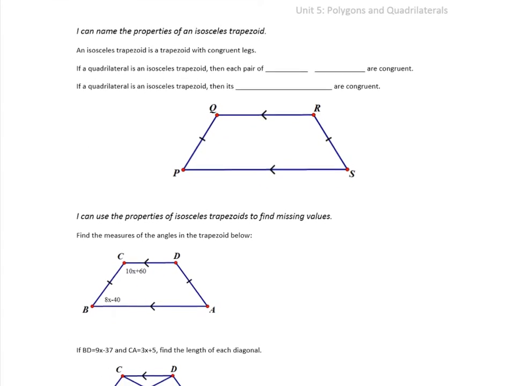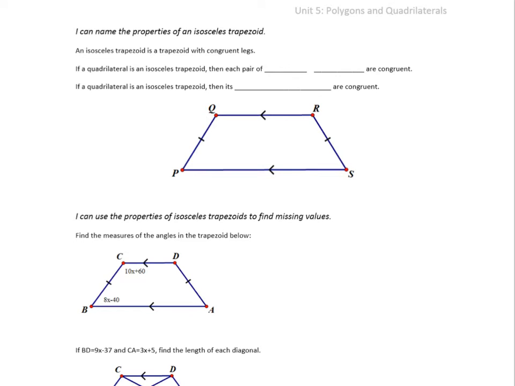We have a special kind of trapezoid called an isosceles trapezoid. An isosceles trapezoid is a trapezoid where both of the legs are congruent lengths. So the trapezoid you see in your head when you think about trapezoids, that's the isosceles trapezoid. And if a quadrilateral is an isosceles trapezoid, then each pair of base angles are congruent. So Q would be congruent to R, and P would be congruent to angle S. Also, the diagonals are congruent. So PR would be congruent to SQ.